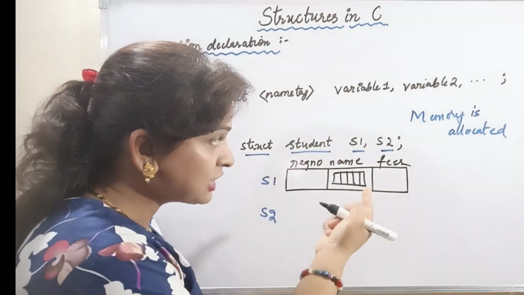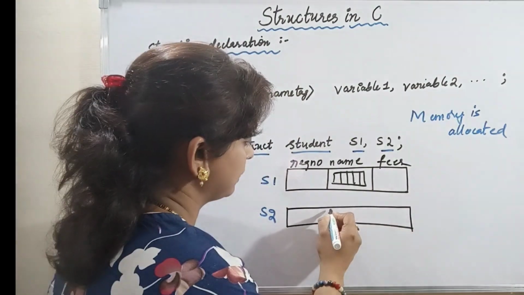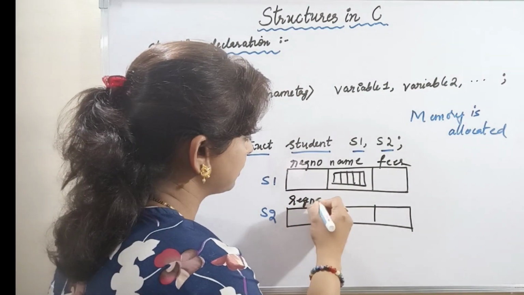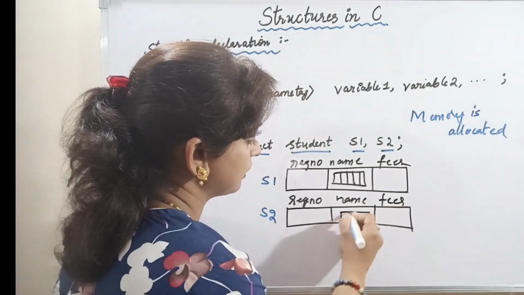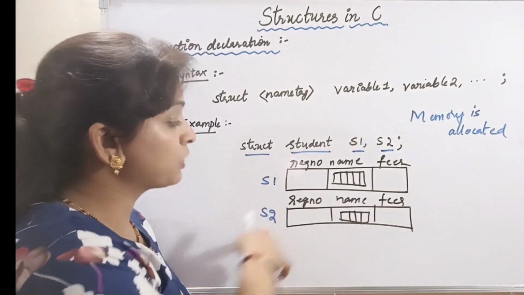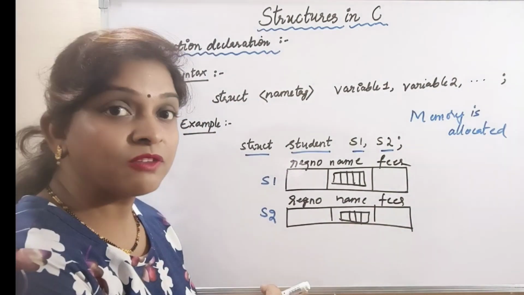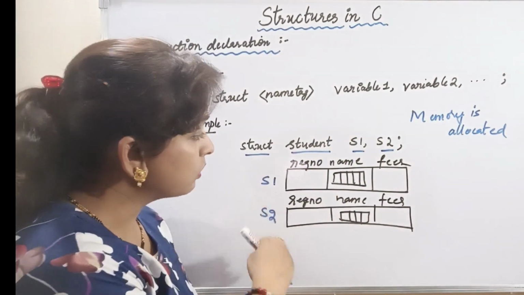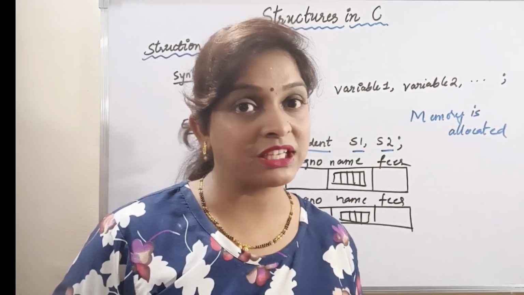If I say S2 again, I am going to get another copy of register number, name and fees. So it is register number, name and then fees with respect to the second student. Second student: register number, name and fees. This is how the memory will be allocated for the structure variable. Then how to access these members? That we will see in the next video with a complete program.